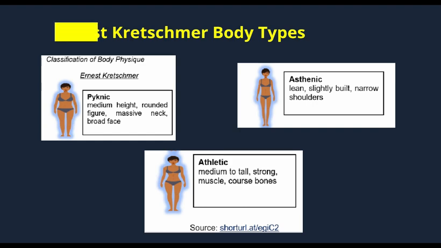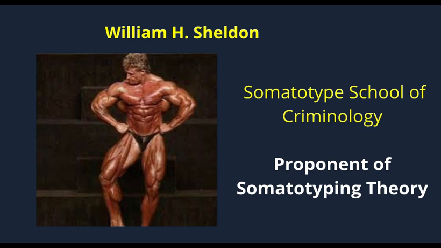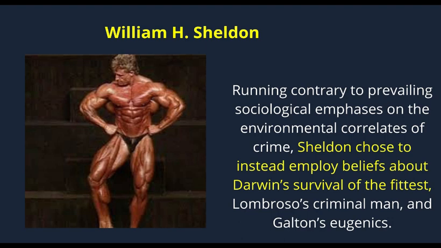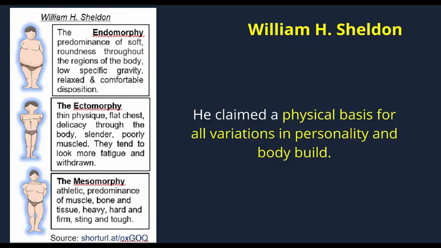Second, William H. Sheldon was an influence on the somatotype school of criminology, which related body build to behavior. Morin, 2014. A proponent of somatotyping theory, running contrary to prevailing sociological emphases on the environmental correlates of crime, Sheldon chose to instead employ beliefs about Darwin's survival of the fittest, Lombroso's criminal man, and Galton's eugenics. Sheldon argued for an ideal type, in which perfectly formed physique joined perfectly formed temperament and disposition. Any combination that deviated from this ideal was associated with disorders of both personality and behavior. He claimed a physical basis for all variations in personality and body build.